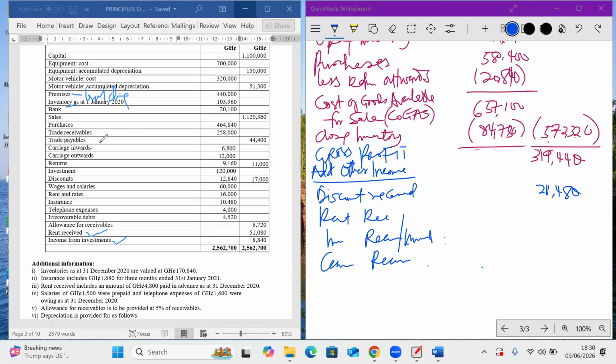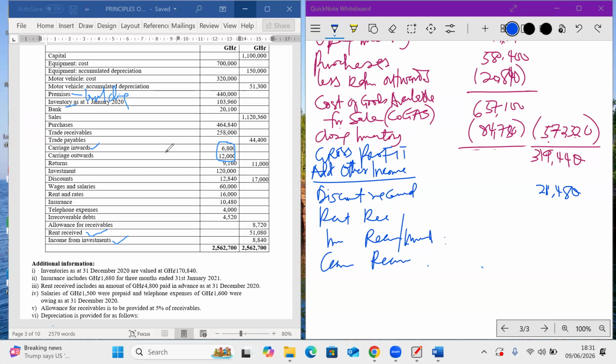This carriage inwards, pay attention. If I had carriage inwards in the question I'm solving, it is an expense, so I'll add it to purchases. So I'd have purchases, add carriage inwards, less returns outwards, because they are all on the debit side. Have you seen it? Yes, sir. So we have carriage inwards and outwards.